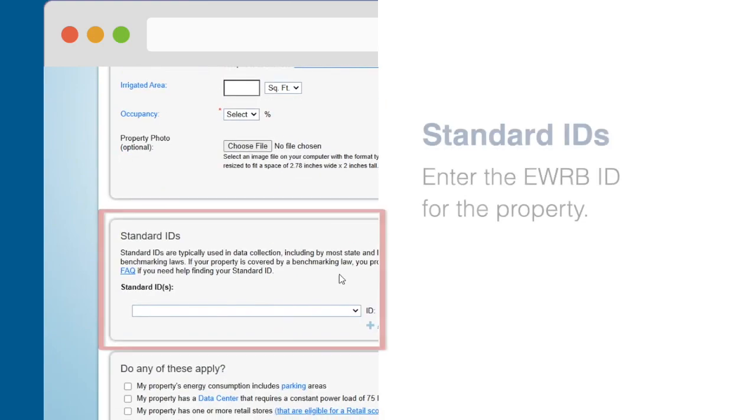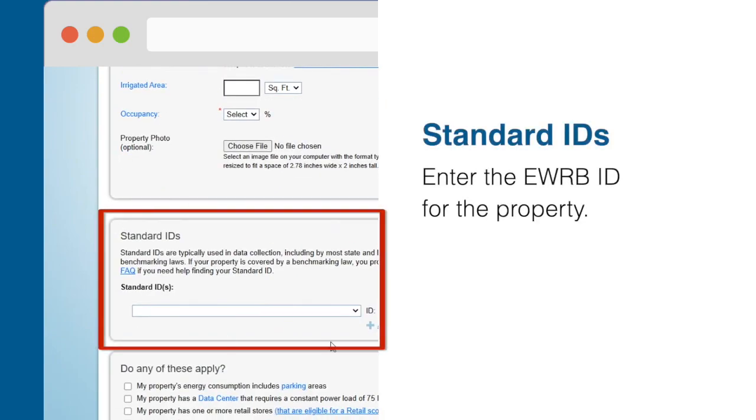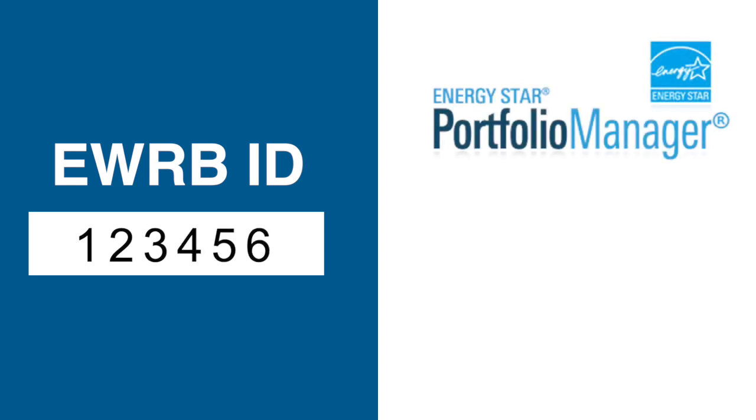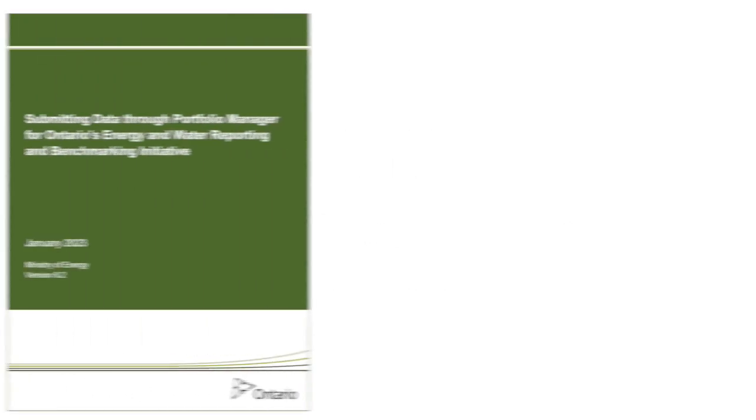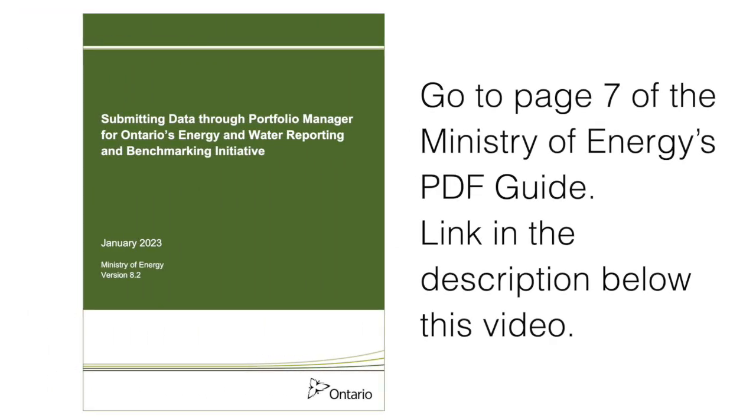The Standard IDs section is where you enter the EWRB ID for the property. Adding an EWRB ID to your property's profile will allow you to report the property's EWRB data to the Ministry of Energy. For information on how to obtain an EWRB ID for your property, return to Step 1 in this video, or go to page 7 of the Ministry of Energy's PDF guide, which is linked to in the description below this video.